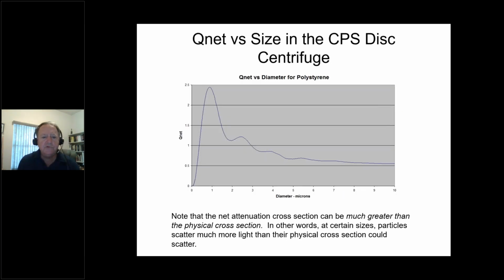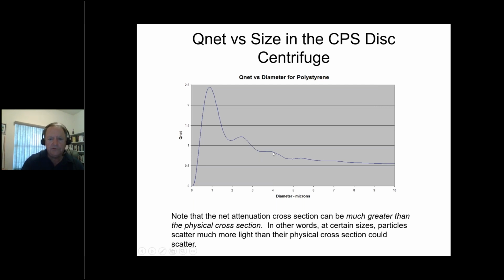And this diagram shows how Qnet, the ratio of the scattering to physical cross-sections, changes with size. This is for polystyrene particles, and you can see remarkably that particles near 1 micron in polystyrene right here scatter almost 2.5 times as much light as you would expect them to based on their physical cross-section. As the particles get larger and larger, they scatter less light, and they also scatter at forward angles. So we see a Qnet that drops continuously as we go up in size.